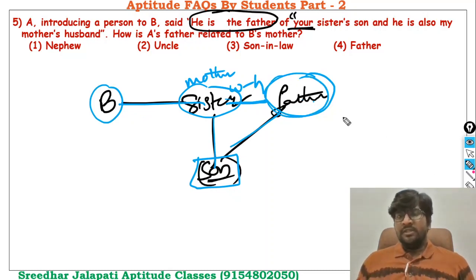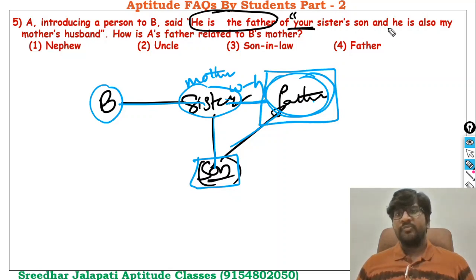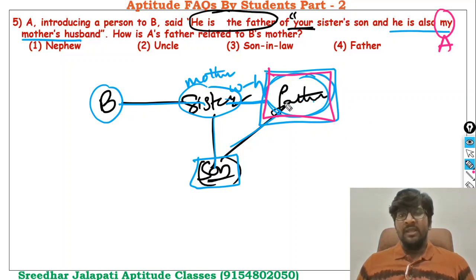This is the gentleman about whom A is talking, and A continued, he is also my mother's husband. This gentleman is also my mother's husband. Here, as A is talking, my is A. By the way, this gentleman is already one lady's husband. He cannot be husband to a different lady. So therefore, if this is my mother's husband, then this person must be A's mother.